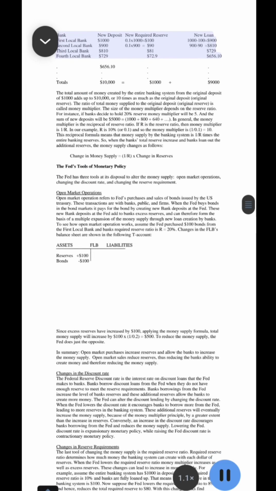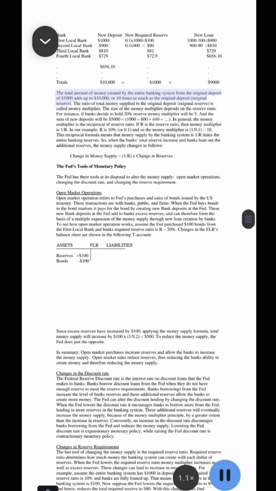Bank, new deposit, new required reserve, new loan. First Local Bank: $1,000, 0.1 times 1,000 equals $100, 1,000 minus 100 equals $900. Second Local Bank: $900, 0.1 times 900 equals $90, 900 minus 90 equals $810. Third Local Bank: $810, $81, $729. Fourth Local Bank: $729, $72.90, $656.10. Totals: $10,000 equals $1,000 plus $9,000.